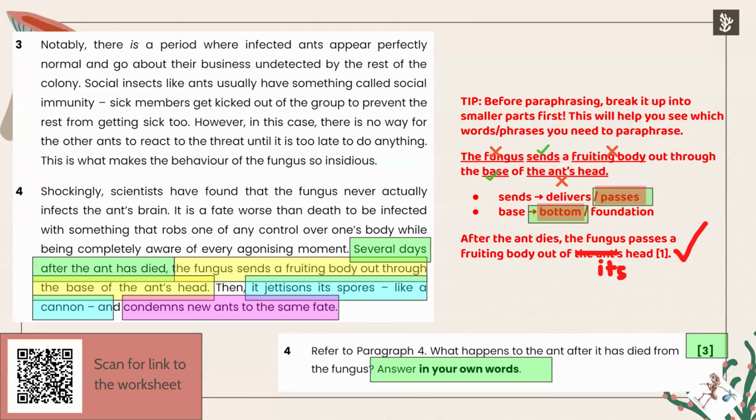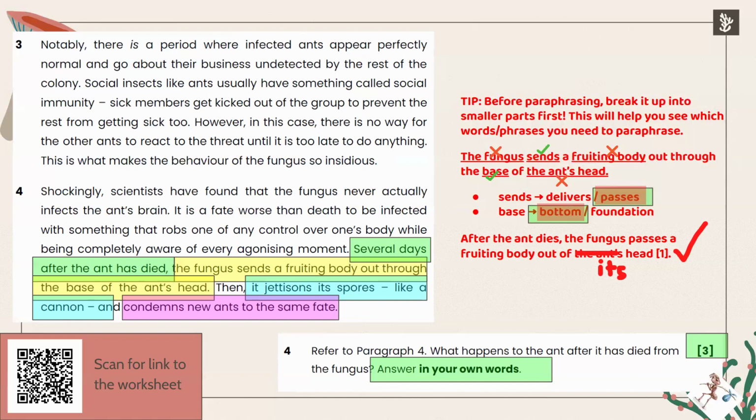So when it comes to your summary, my tip: before paraphrasing, break it up into smaller parts first, and then you decide what to paraphrase, what not to paraphrase. Try to paraphrase as much as you can. But I will say that for the summary, if you're unsure, just leave it be.